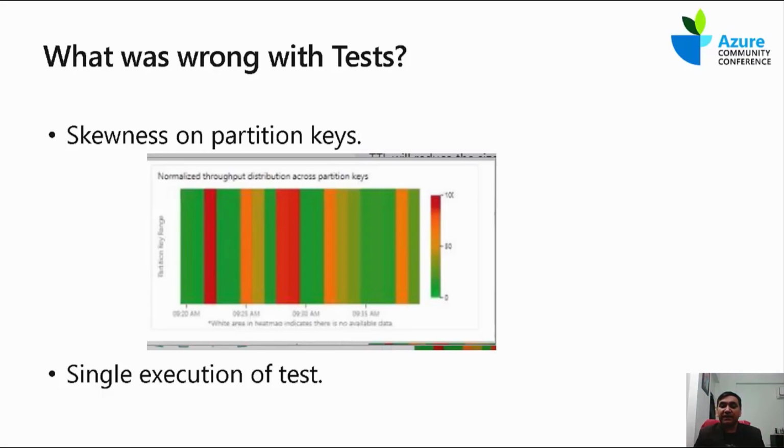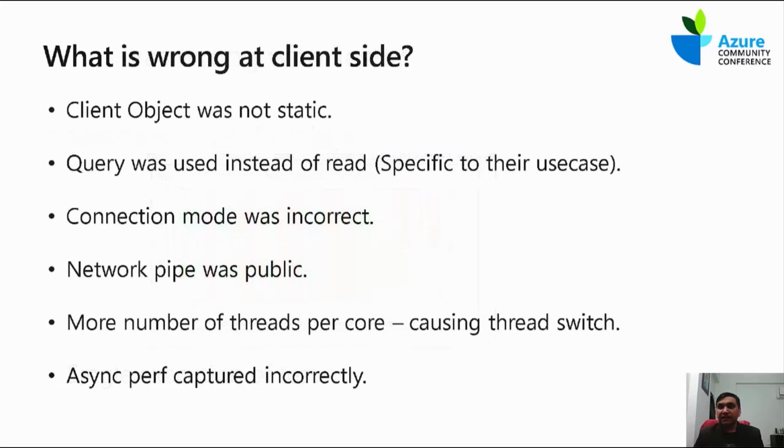I'm sure you might already be taking care of these best practices, and this is not related to Cosmos DB. This is for any application you would like to load test. Then I have a laundry list for the client side, and I would like to highlight it point by point.